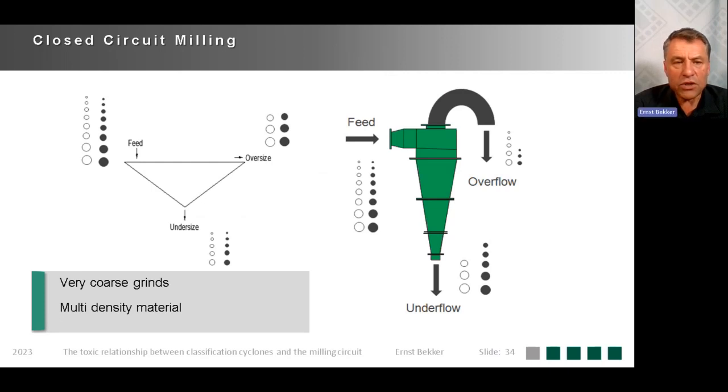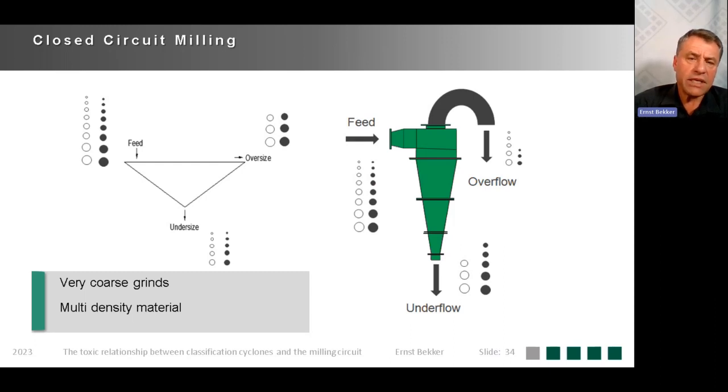The cyclone has two shortcomings. At very coarse grinds, a screen is the better option. However, there are situations where clients still want to use cyclones, and then the cyclone is starting to operate outside its design conditions. It doesn't mean it cannot operate there, but it's not that efficient.